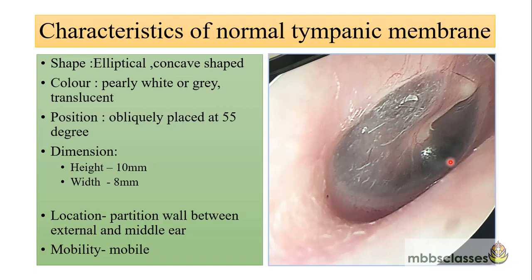A normal tympanic membrane should be mobile. The mobility can be tested by either doing the Valsalva maneuver or by pneumatic otoscopic examination.